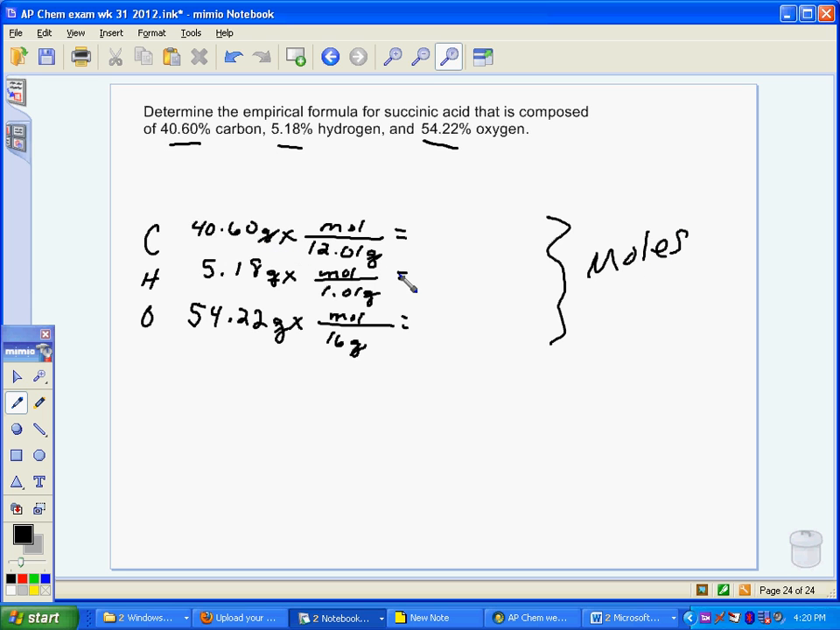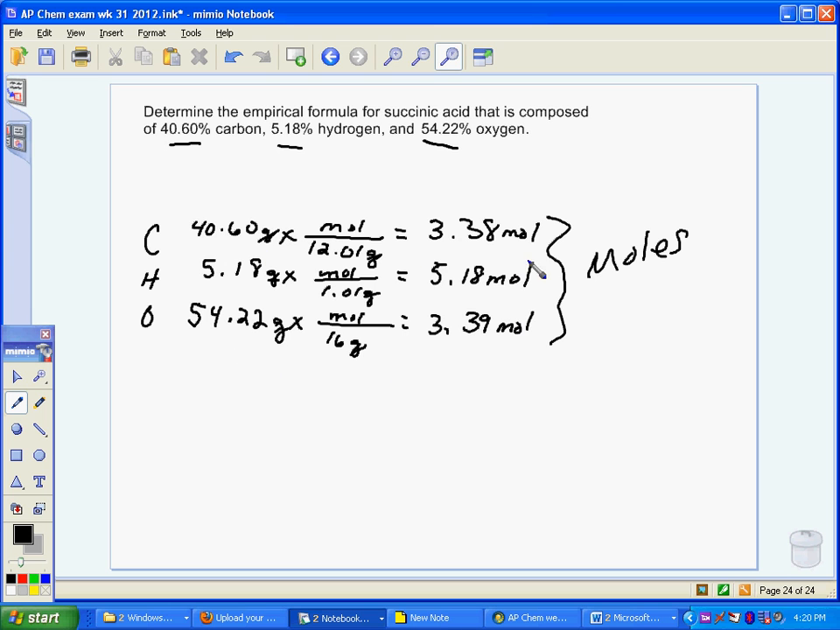Okay, so 40.6 divided by 12.01, I'm getting 3.38 moles. Here I'm getting 5.18 moles, 5.18 divided by 1.01, and 54.22 divided by 16, I'm getting 3.39 moles. Now remember, I may have rounded just a little bit differently than you did in your calculator, but we're going to come up with some pretty good numbers here, and that's not going to make a big difference.